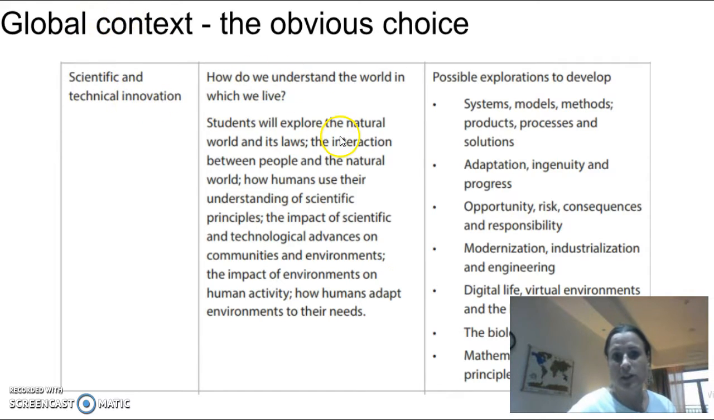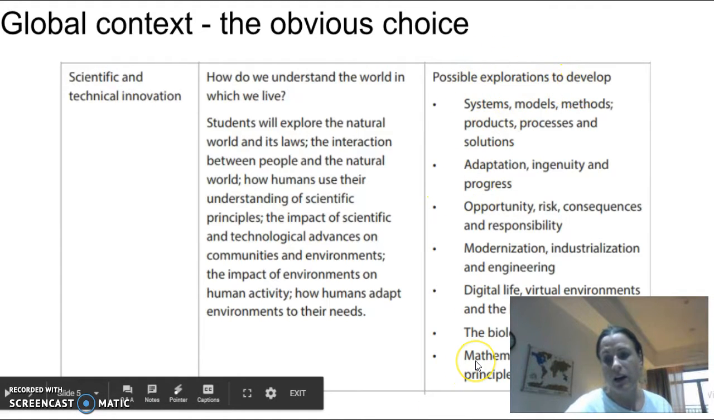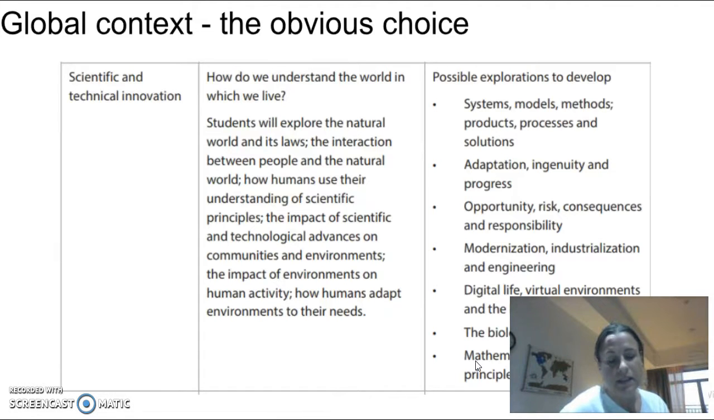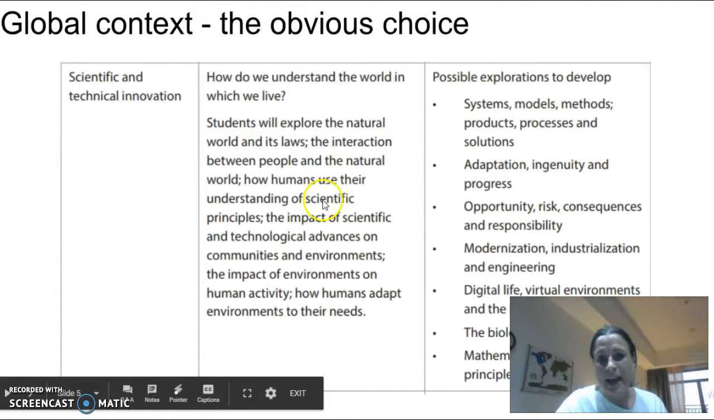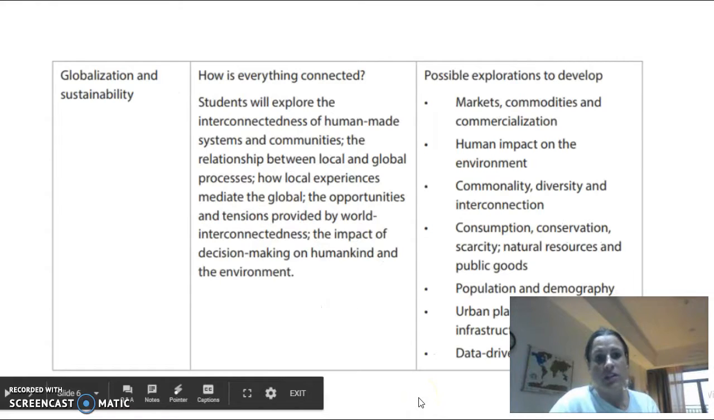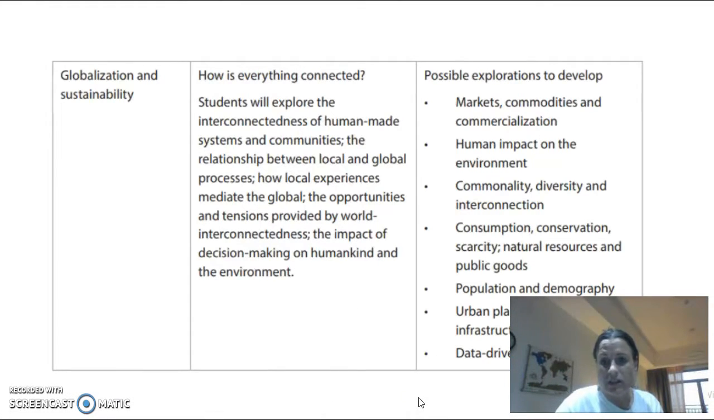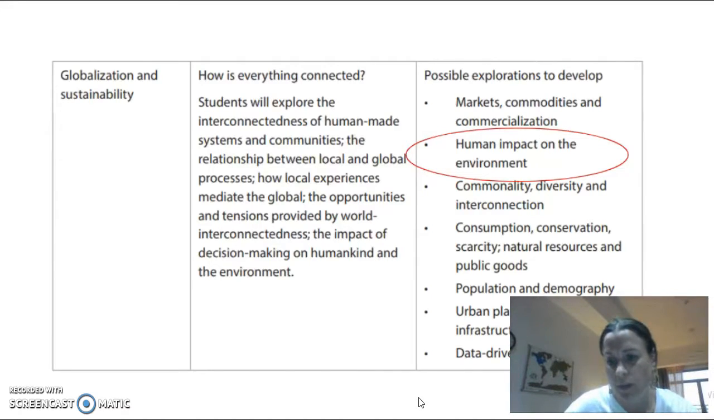How do we understand the world in which we live? But actually, thinking about the assessment that we want to do, none of these bullet points or these explorations are relevant. So we looked through all of the global contexts. By the way, I have a handout with these in, which I'll attach to the email that I send this video with as well. And we found that in globalization and sustainability, if you look at the explorations on the right-hand side, the one that really stood out to us was human impact on the environment.